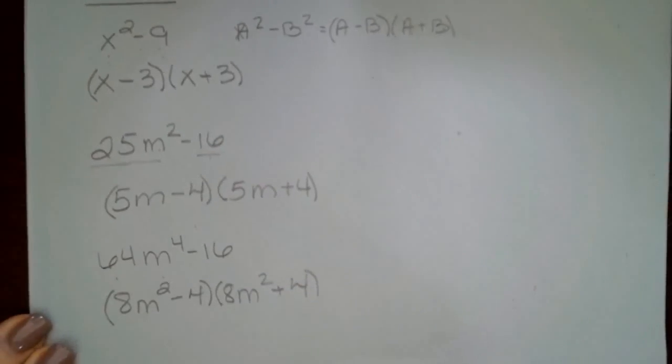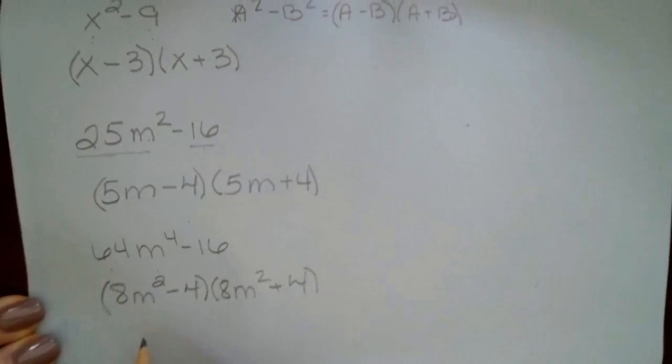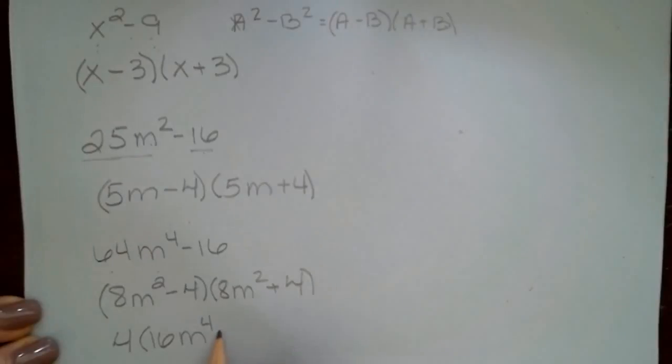And that factors. If you are asked to completely factor this, you could also factor out a greatest common factor first. 64 divided by 4 is 16, so we can factor out our perfect square of 4. We have 16m to the 4th minus 4.